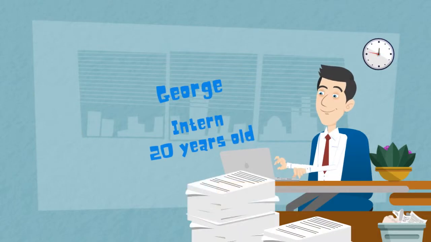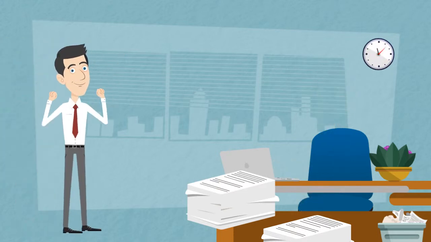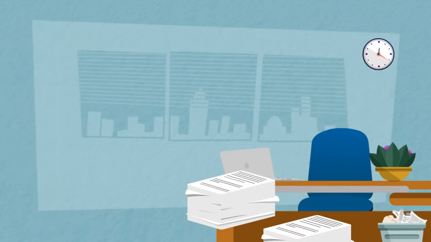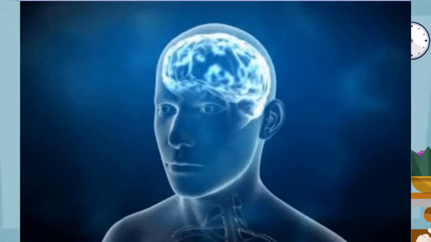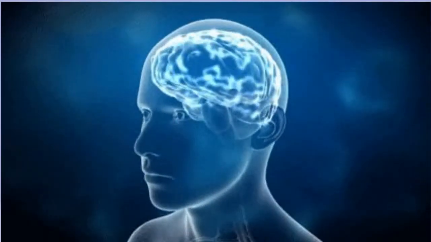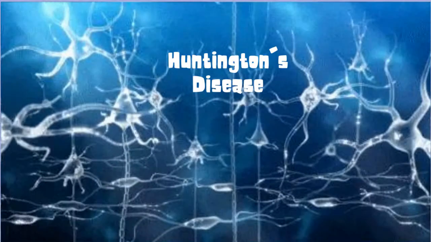Meet George. George is 20 years old and is living a good life. Right, George? But within the next 10 to 20 years, he will start to experience symptoms such as involuntary movements, depression, and poor coordination. Sorry, George. Eventually, in his 30s or 40s, George will be diagnosed with Huntington's disease, a progressive brain disorder that causes uncontrolled movements, emotional problems, and loss of cognition.